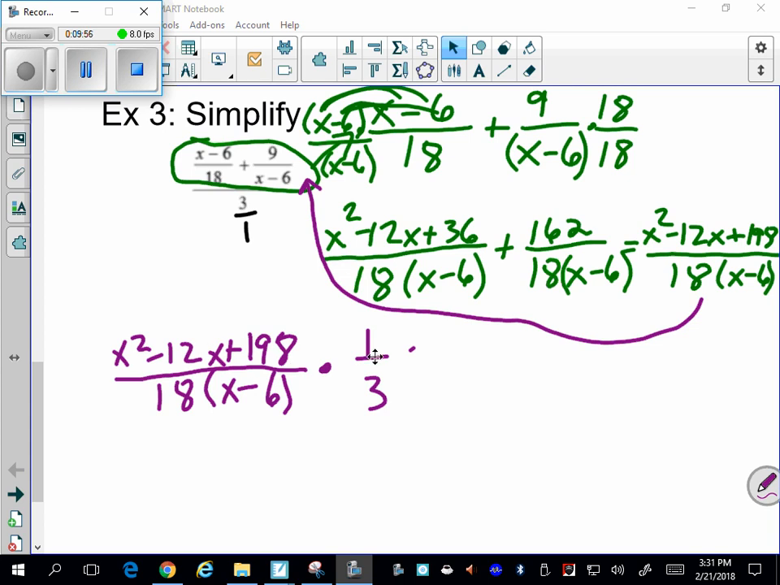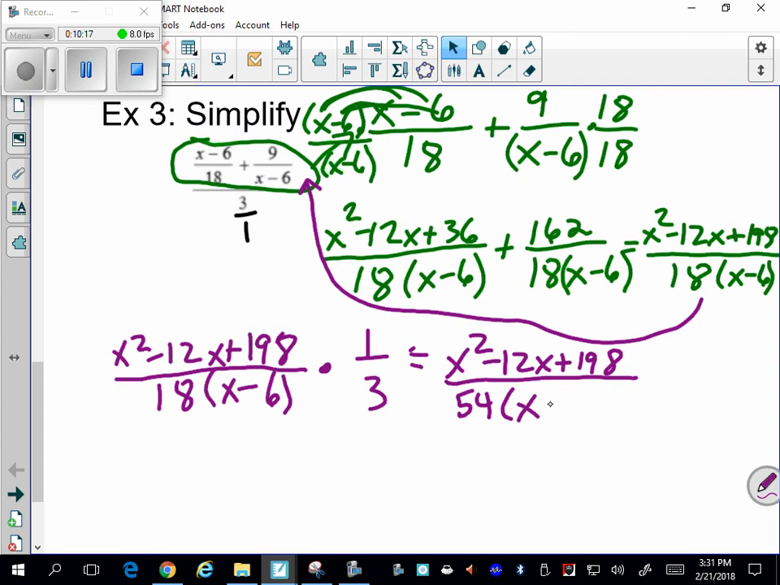So for our final answer, I'm just going to multiply straight across. 1 times a trinomial, the trinomial x squared minus 12x plus 198, all over, and I actually won't even multiply, well, I'll multiply the monomials. 3 times 18 is 54, times x minus 6. And that's my final answer. Nothing can be simplified with it.